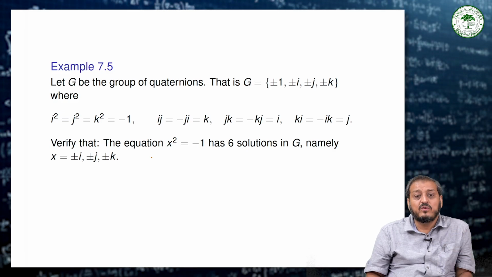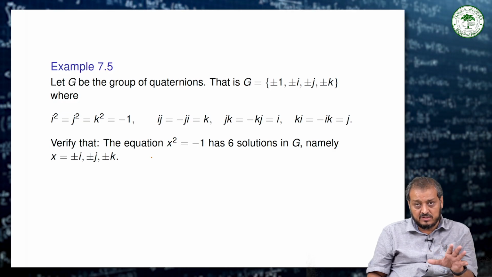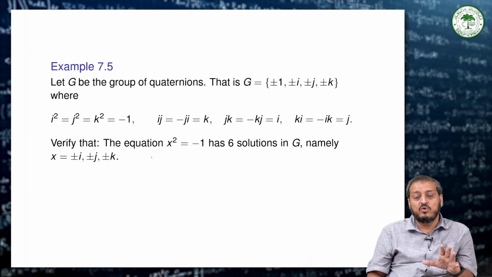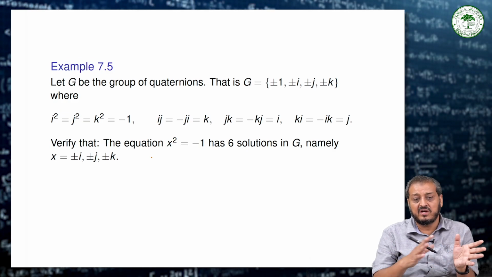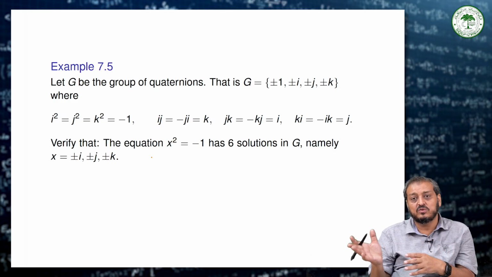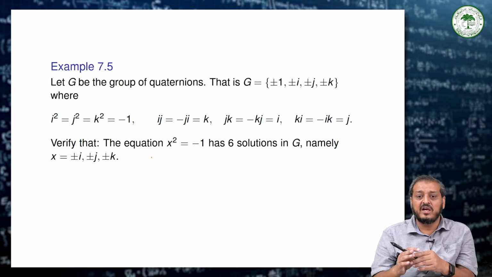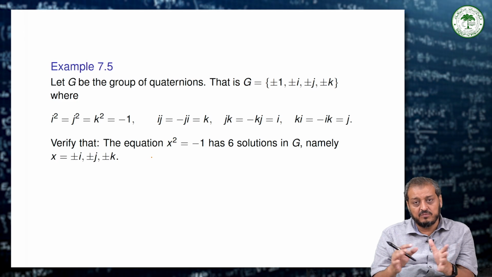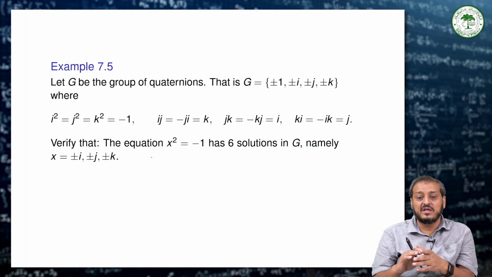Let's take an example: find the solutions of this proposition. Let G be a group. We have already proved that the quaternion group is a group, with the condition i square, j square, k square is equal to -1, and ij is not equal to ji: ij is equal to k and ji is equal to -k.